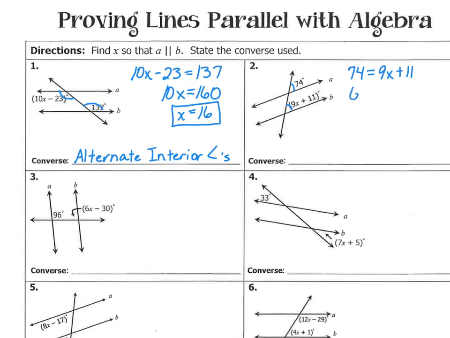Subtract 11 from both sides. 63 is equal to 9x. Divide both sides by 9. 7 is equal to x. Using my symmetric property, I turn this into x is equal to 7. And again, the converse that we used here was corresponding angles.